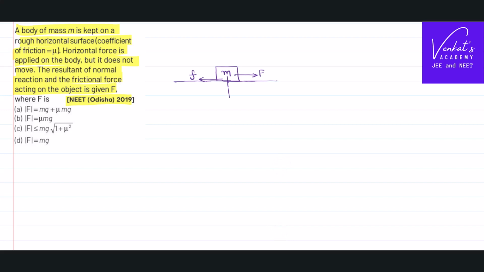What are the other forces acting on that? Its weight mg is acting in downward direction. It's the force applied by the block on the floor. The floor applies a reaction, which is called as normal reaction. So it's very clear in this case that normal reaction equal to mg itself in magnitude. Frictional force equal to mu into normal reaction, that is mu into mg.